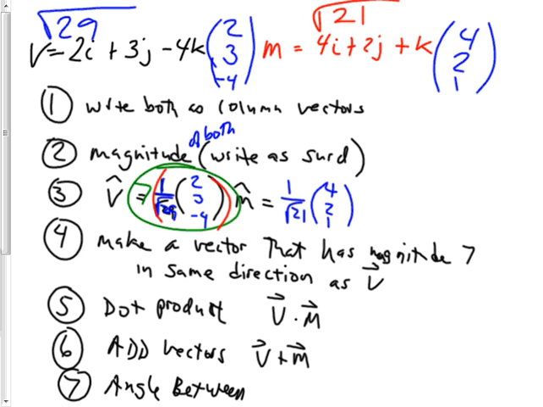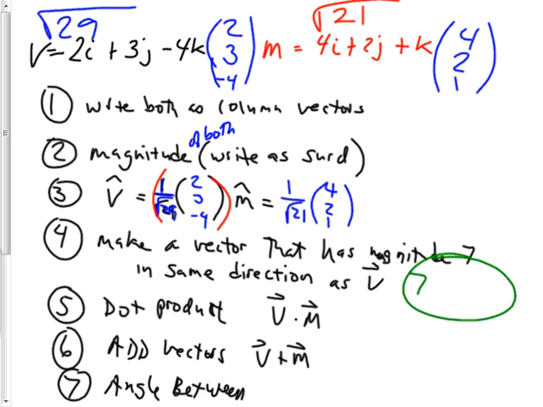Okay, moving on to number 3. That little hat is called the unit vector. It's 1 over the square root of 29, and then a column vector of 2, 3, negative 4. The way I had you do it on your homework was to say 2i plus 3j minus 4k.